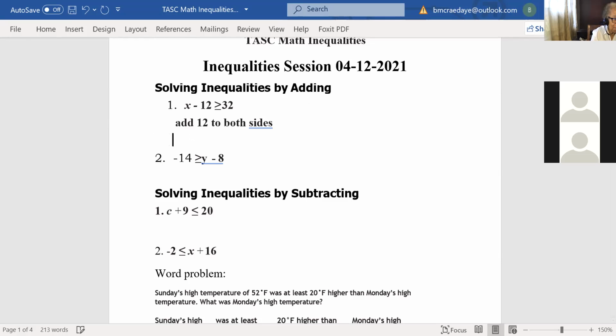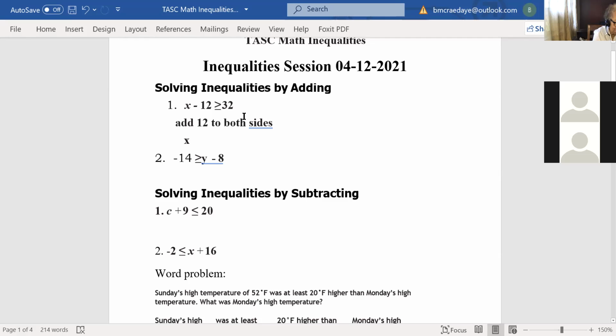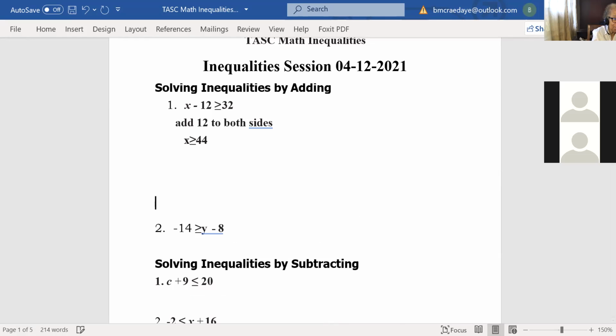Because minus 12 and plus 12 cancel, you'll just get x on the left. What do you get on the right side? 32 plus 12. 32 and 10 is 42, and 2 is 44. That's it. So x greater than or equal to 44. That's your answer.